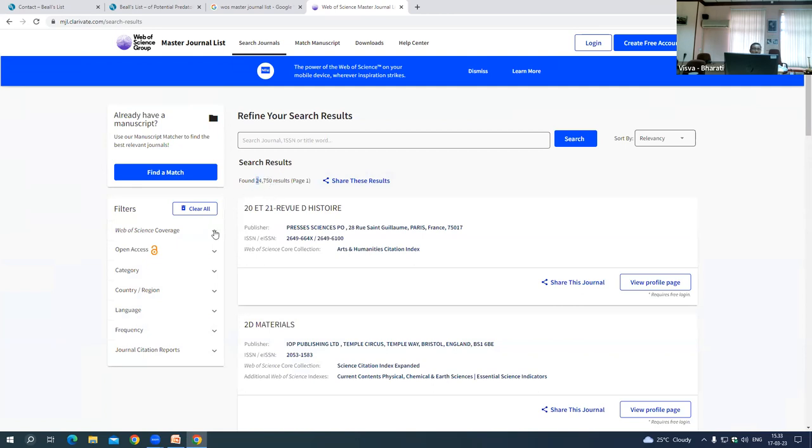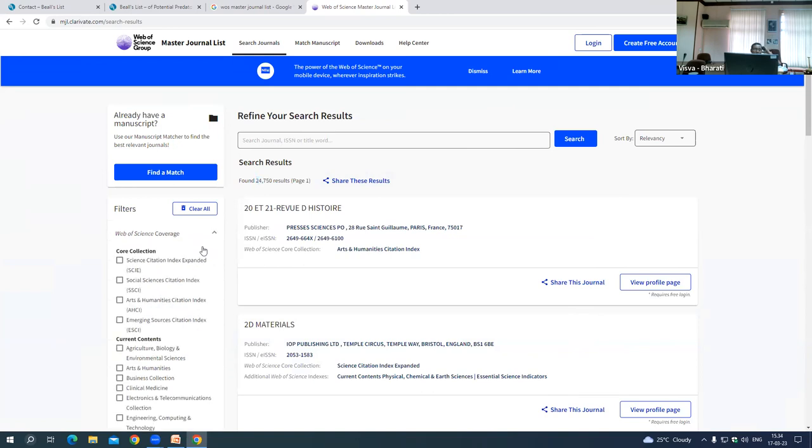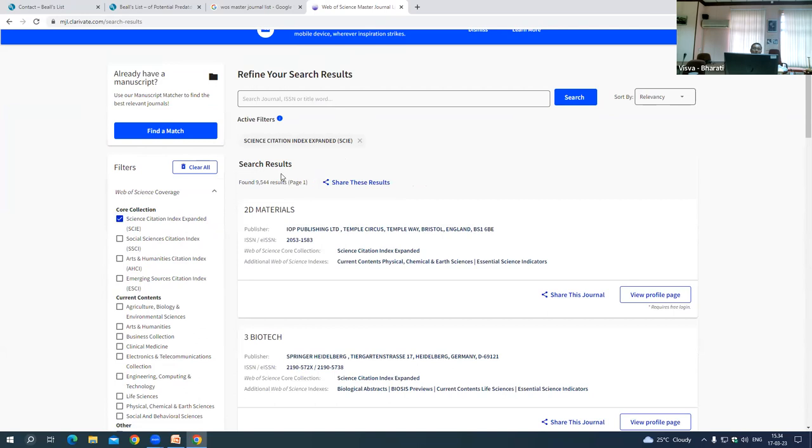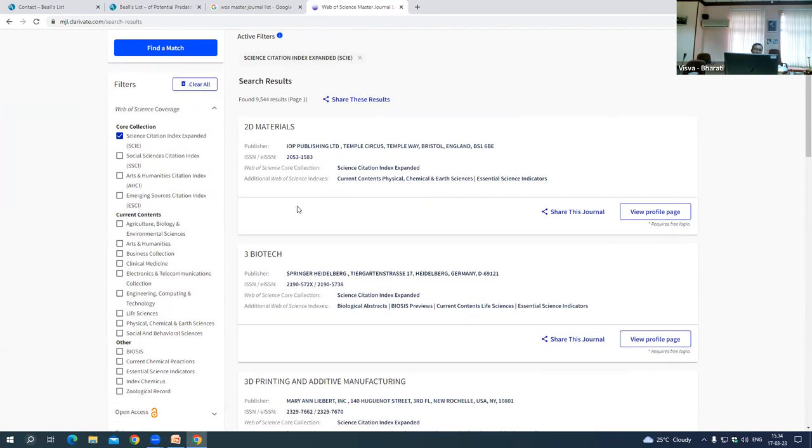24,750. Now we can filter the search. You see there are four collections: Science Citation Index, Social Science Citation Index, Arts and Humanities Index, and Emerging Sources Citation. These are the four core collections. If you are a student with a science background, then you will click on this. Then you will find only science related journals, 9,500 plus results. So this is the science related journal.